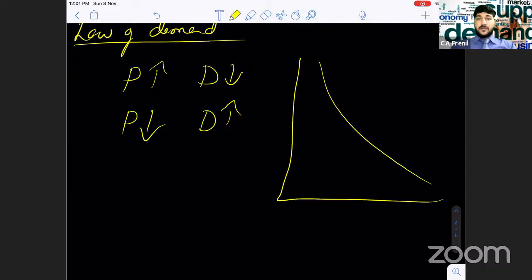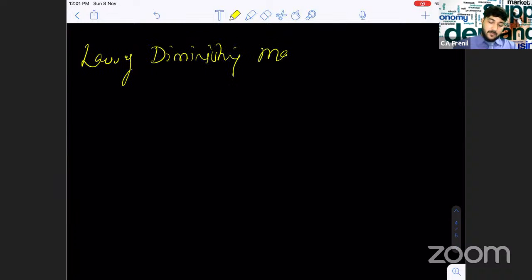So let us go forward and understand what the rationale of the law of demand is, which means why the demand curve slopes downwards to the right. Okay, and the first reason why it slopes downward to the right, you should remember this, is the law of diminishing marginal utility.